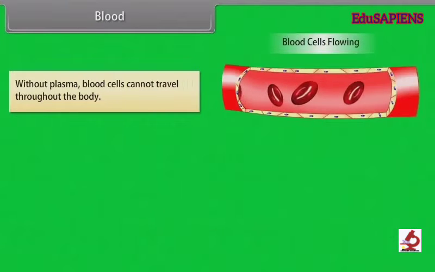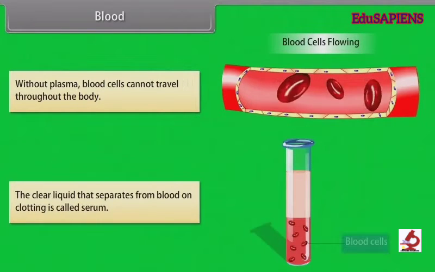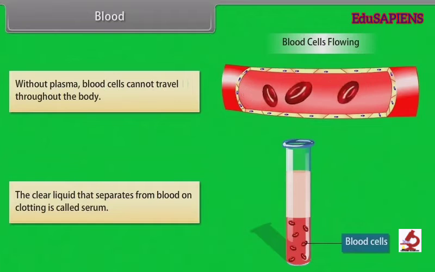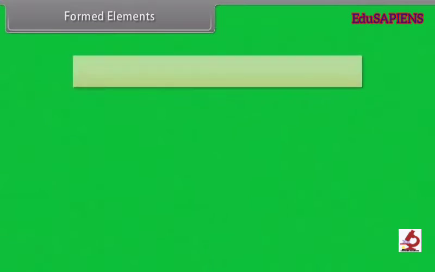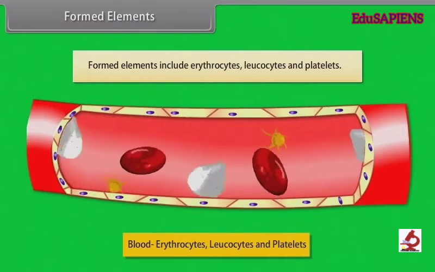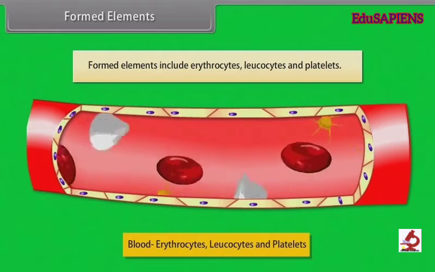Without plasma, blood cells cannot travel throughout the body. The clear liquid that separates from blood on clotting is called serum. Formed elements. Formed elements include erythrocytes, leukocytes, and platelets.